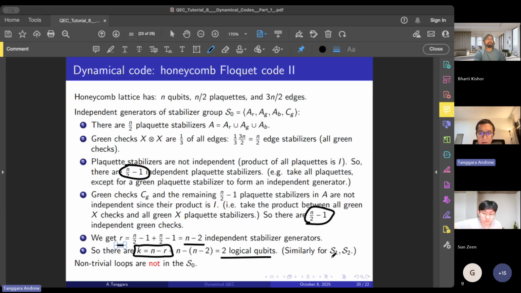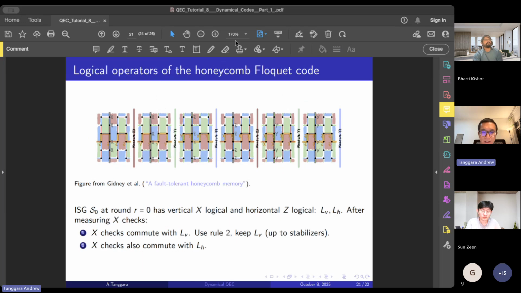And I can do the same thing with S1 and S2, right? The reason is that now we don't have these non-trivial loops in the stabilizer group S0, whereas in the original Kitaev model, you have this non-trivial loop in your stabilizer. And that's precisely what becomes our logical operators. So if I just flatten out this honeycomb lattice, now I can have this pair of logical operators.